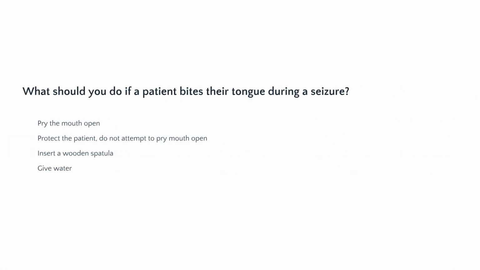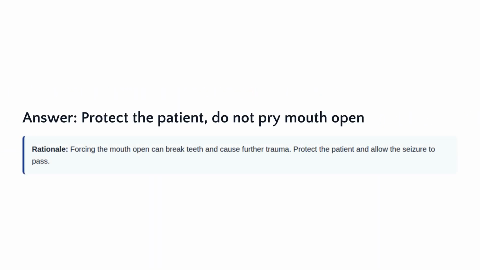What should you do if a patient bites their tongue during a seizure? You should protect the patient and absolutely not attempt to pry their mouth open. This prevents further injury to the patient.